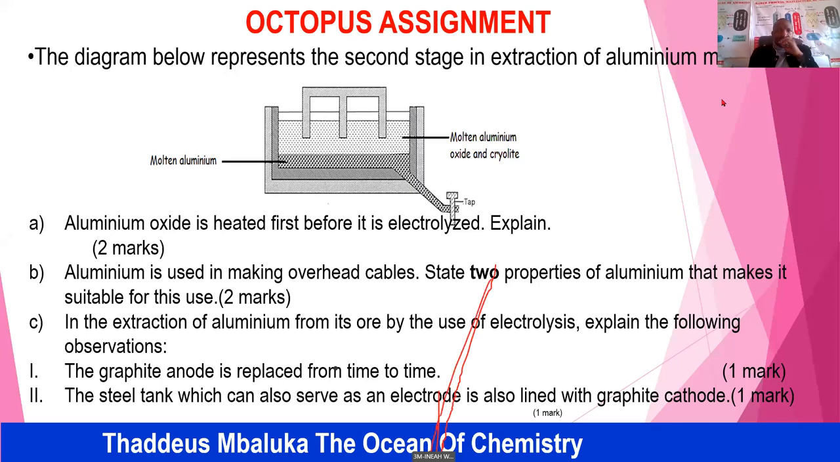Excuse me, sir, have you done a screenshot of that question? Yes? There's a question that I've seen that is C Roman 2. What does it say? C Roman 2. The steel tank, what did it say? Go and research. That's what you're given. We talked about why we need it. Maybe I can just explain that the steel tank is needed, but you see, it is also being lined with graphite anode.